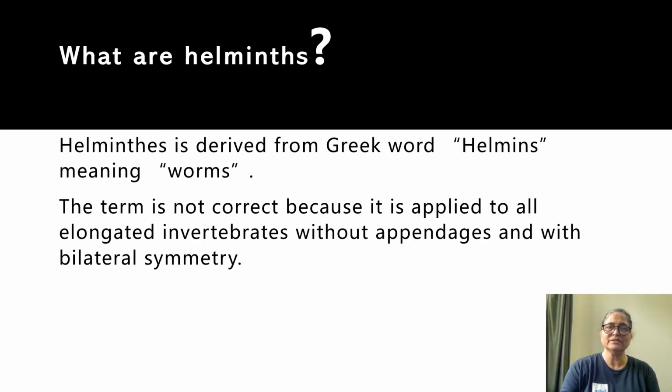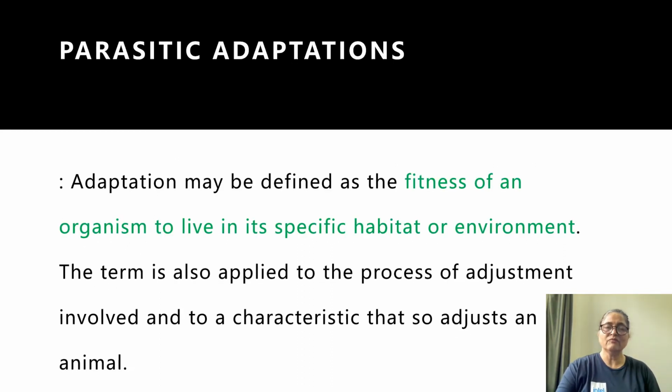This term helminths is derived from a Greek word, and the meaning is that all the elongated animals which don't have any appendages are the helminths. So this word not only goes for the platyhelminths, it can go for any animals which have elongated bodies and they don't have any appendages. Right? Now, what are the adaptations?